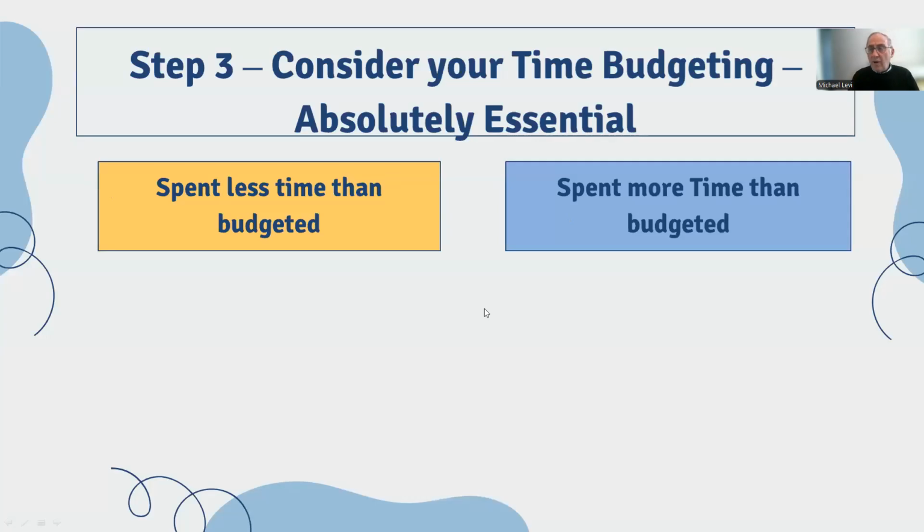Let's take a look now at step 3. Step 3 is an extremely important step where you consider your time budgeting. Time budgeting on the CP is absolutely essential. Given how time constrained this exam is, coming up with an appropriate time budget so that you allocate your time in an optimal manner, that's definitely a critical success factor for passing this exam. So what I'd like to now focus on is step 3, which deals with time budgeting.